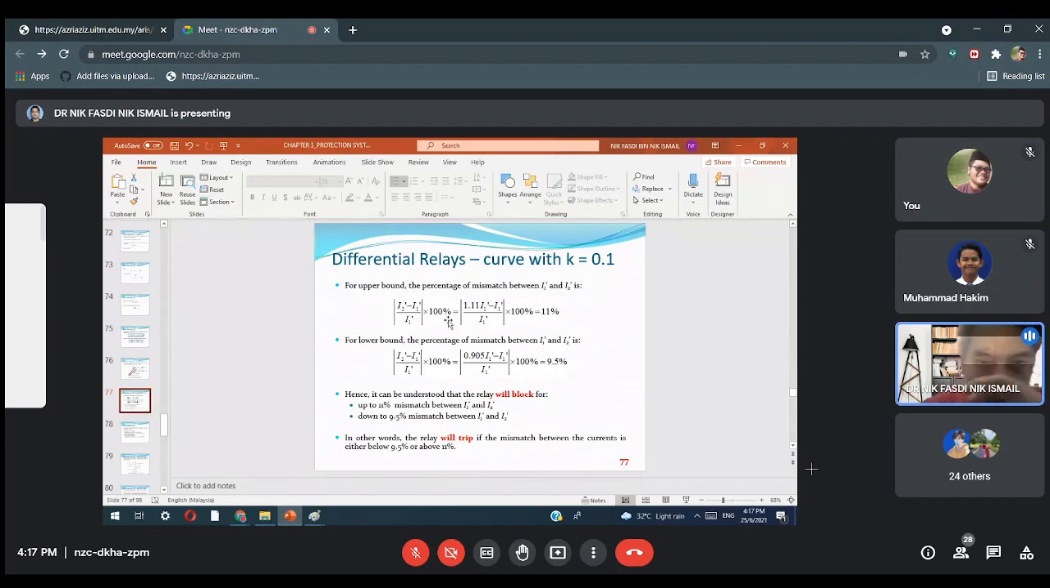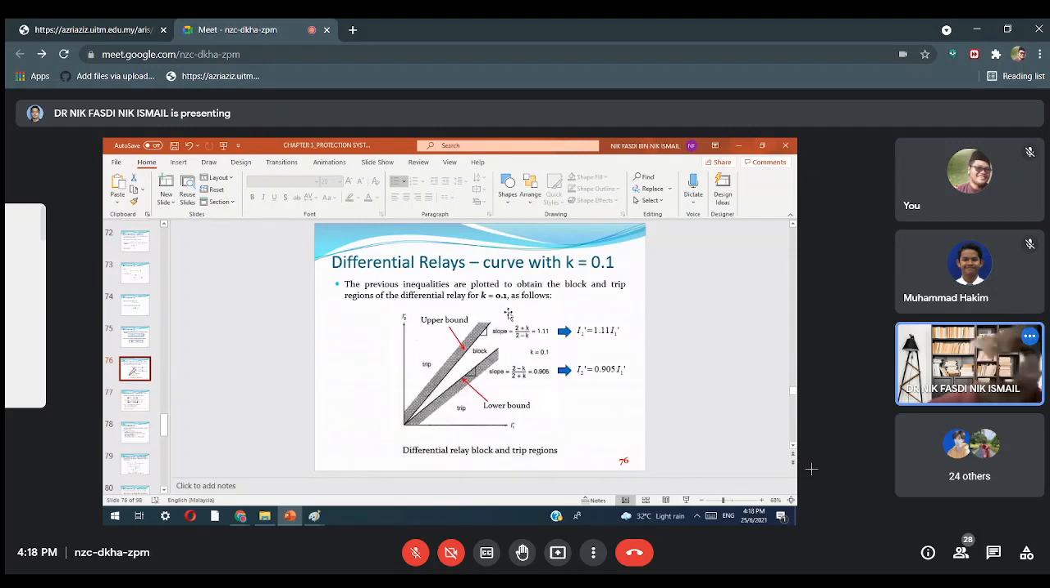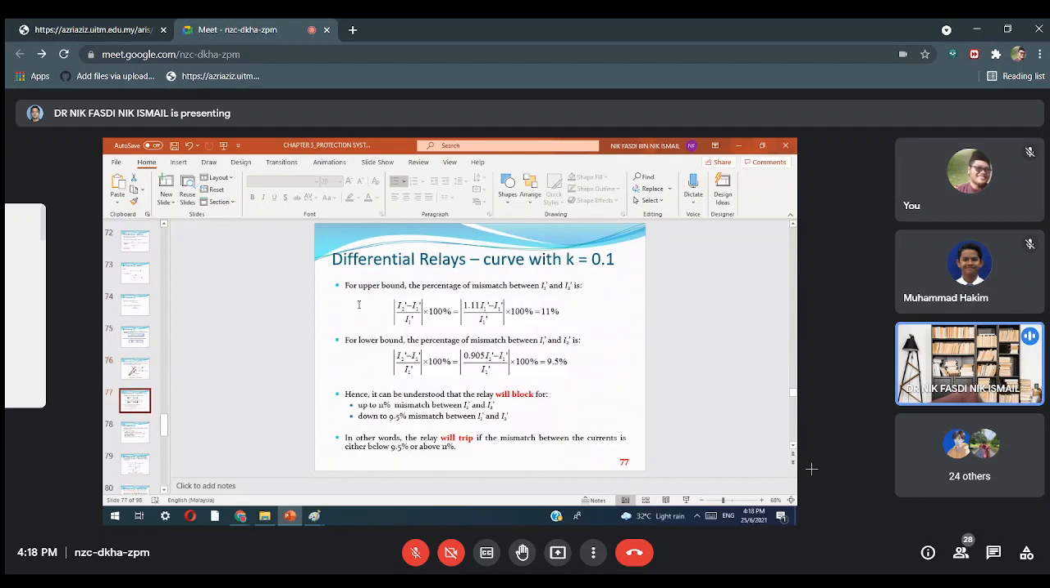Okay. So for the upper bound, it is the percentage of mismatch between I1 prime and I2 prime in this formula. This is an example based on this diagram: when K equals 0.1, if we do the calculation, we get an upper bound of 11% and a lower bound of 9.5%. So what does it mean? Hence it can be understood that the relay will block for up to 11% mismatch between I1 prime and I2 prime, down to 9.5% mismatch between I1 prime and I2 prime.